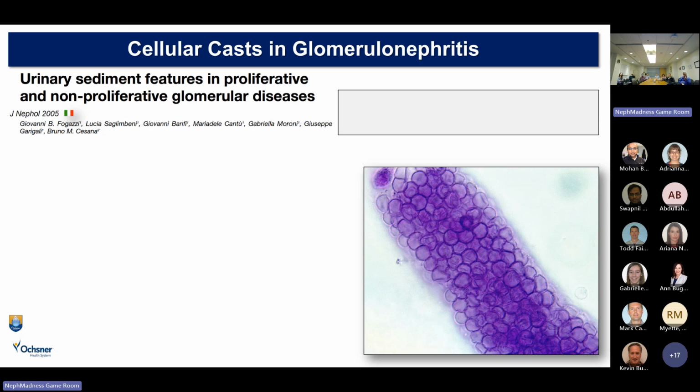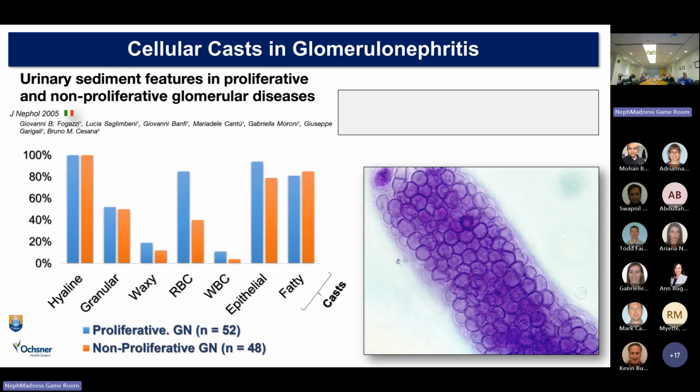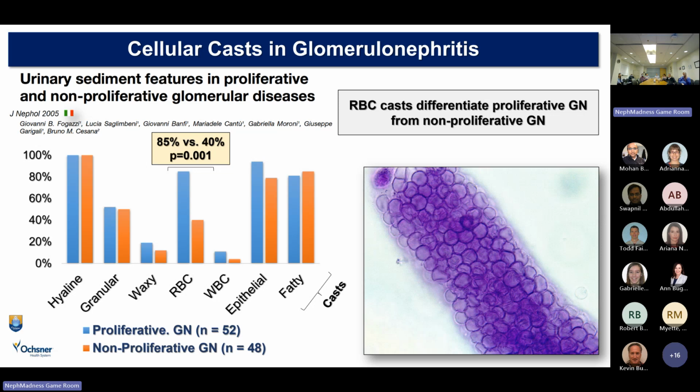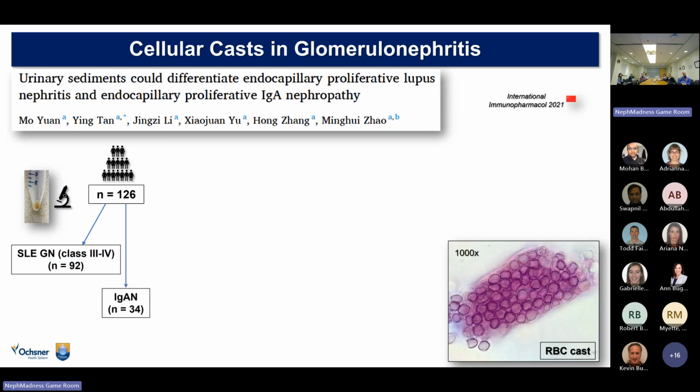This is Giovanni Fogazzi, first of all, 2005. He had this publication where he showed that RBC casts are the best indicators of proliferative glomerulonephritis compared to non-proliferative GN, essentially comparing an MPGN versus an FSGS, for instance, as an example. You can distinguish GNs using an RBC cast, but look at the percentage of WBC casts in patients with proliferative or non-proliferative GN was 11% and 4%. Okay, so there was some presence of WBC casts.